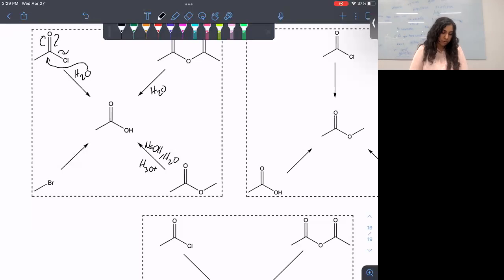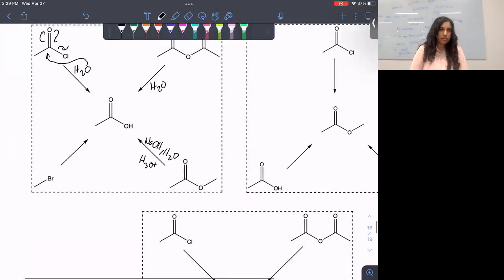And then going from a bromine to a carboxylic acid, you do that via a Grignard. So the very first step is to give it magnesium and then carbon dioxide. So it mixes with the magnesium, forms a Grignard, and then attacks the carbon dioxide. And then you get a carboxylic acid.